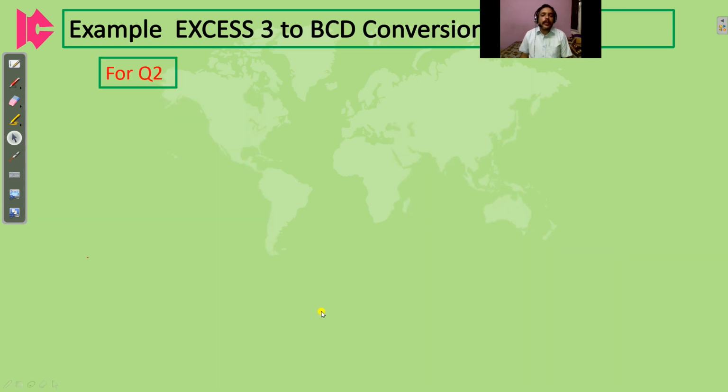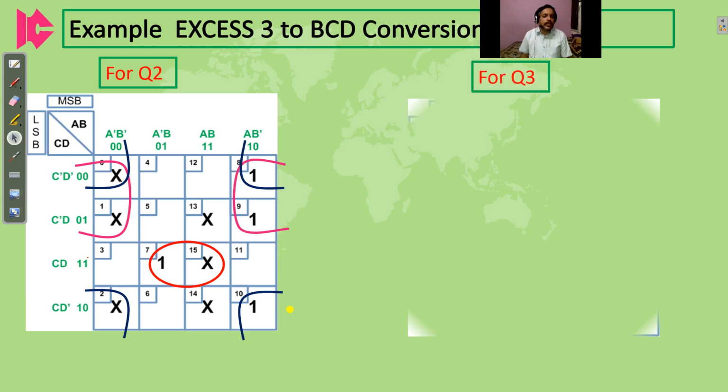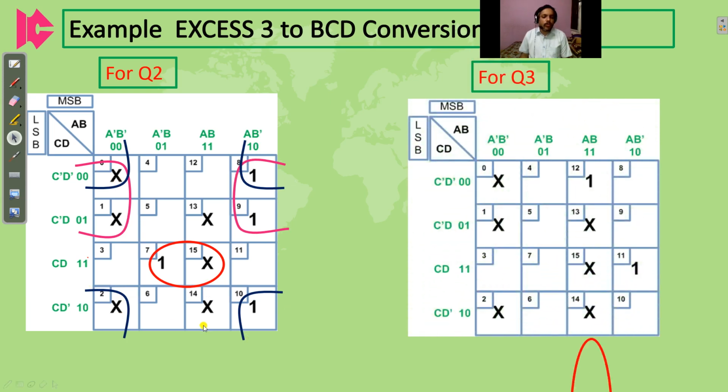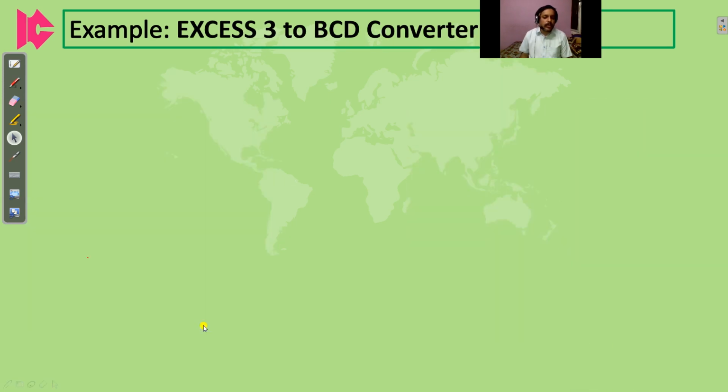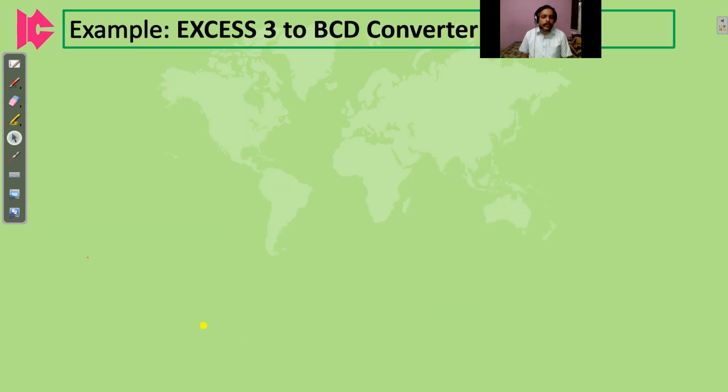Okay, then we will write down for Q2. For the Q2 again we'll enter 1, 1. So how can we combine? A group of 4 is not possible, so we have to make groups of 2. Sorry, this group of 4 is possible, so this is a group of 4. Again this corner can be combined with the group of 4, and this is a group of 2. So 1, 2, 3, 4, this is a group of 4. So that can be reduced to a circuit. So let's check the output for Q2.